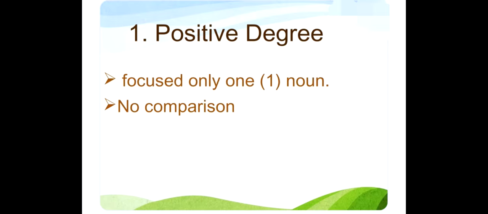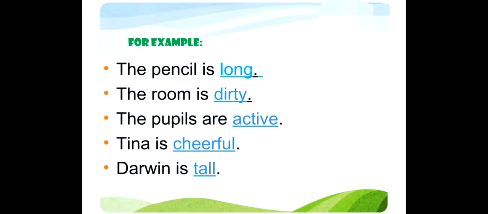In positive degree we only focus on one noun, for example, the pencil is long. Here there is no comparison, we just discuss the length of the pencil. Other examples: the room is dirty, the pupils are active, Tina is cheerful, Darwin is tall. These are positive degree adjectives, and we only discuss a single noun here.